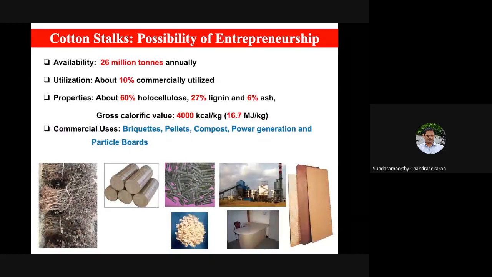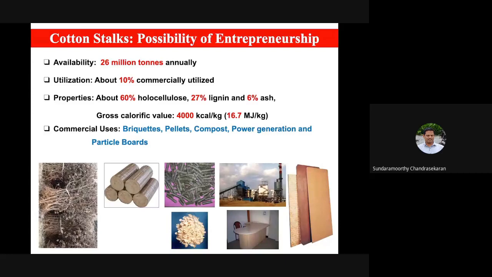Now moving on to the cotton stalks. The cotton stalks, which are considered a waste, and now there are government programs to make wealth from this waste. We have developed a lot of potential technologies where cotton stalks can be effectively utilized, and we are trying to promote them. We thought that the success will be greater when we go to the farmers' level and make them more entrepreneurial, so that it can be effectively used.